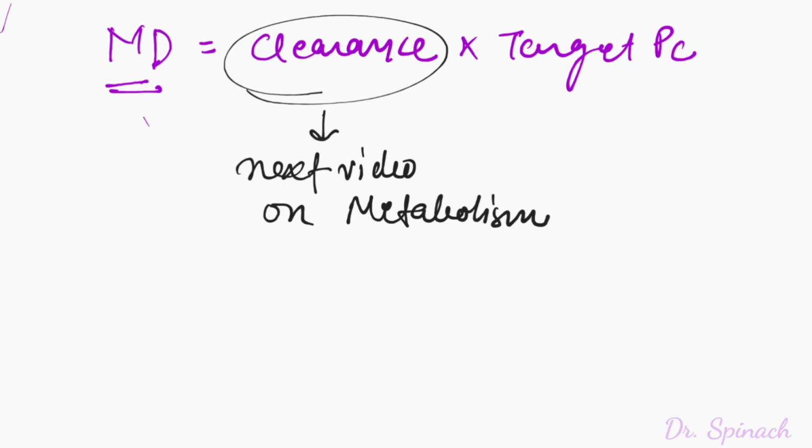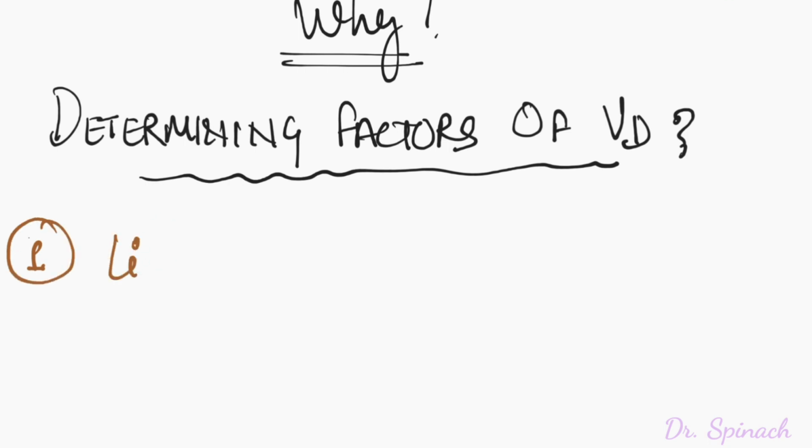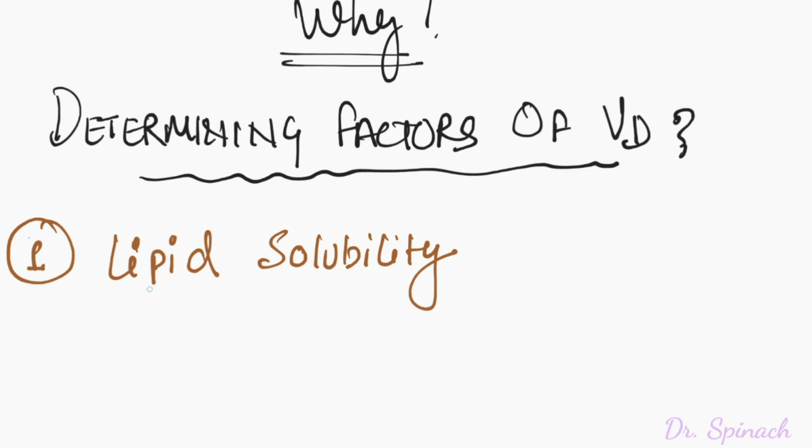We just talked so much about volume of distribution. That volume of distribution is different for different drugs. That is, drugs get distributed into the body tissues variably. But why? What are the factors that determine a drug's VD? The first one is lipid solubility. Lipid solubility is directly proportional to the volume of distribution. If a drug is more lipid soluble, it can easily cross the cell membrane and accumulate intracellularly.